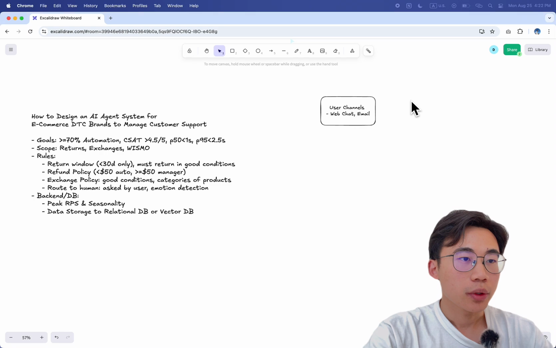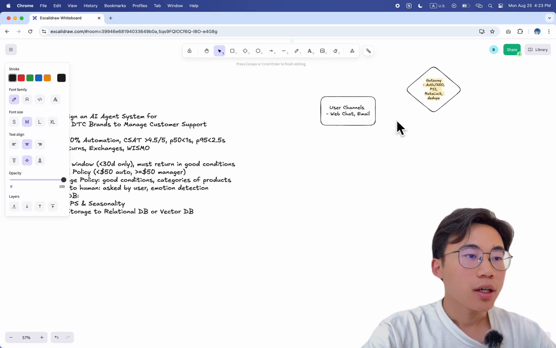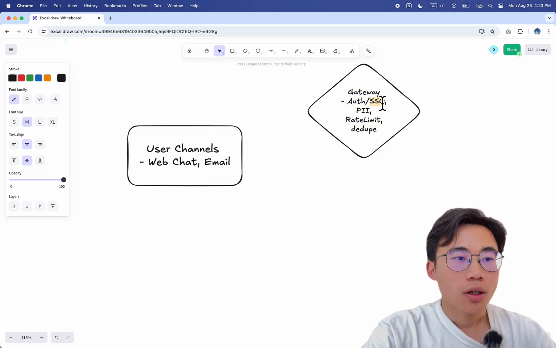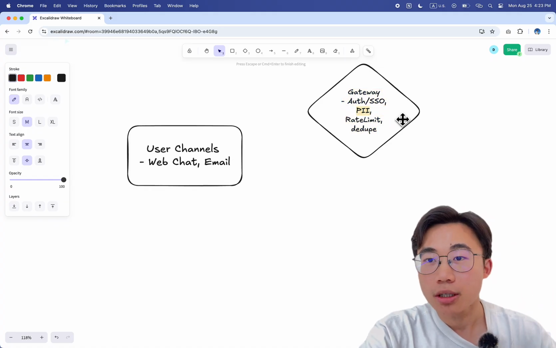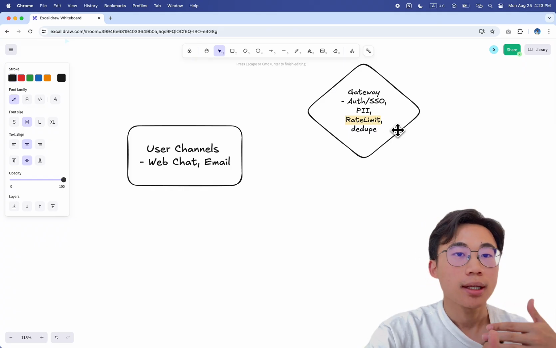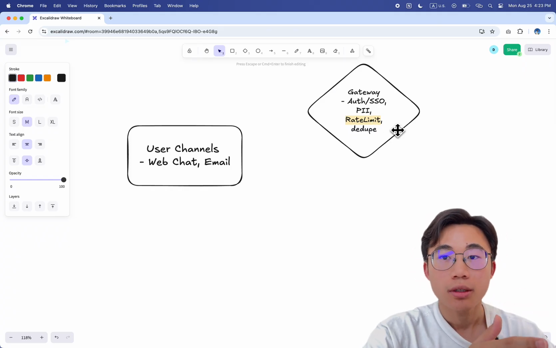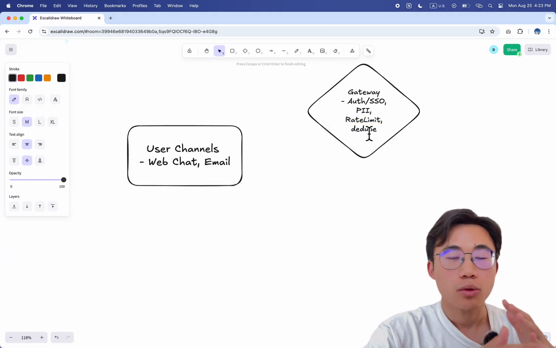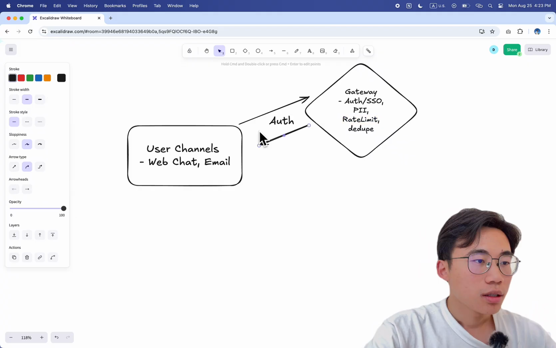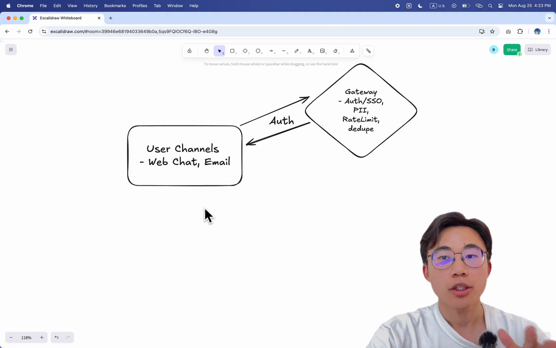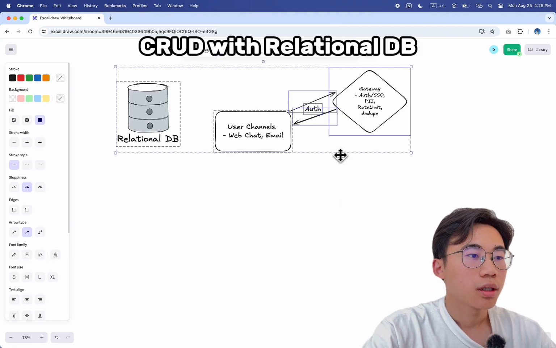Here, we're going to introduce a gateway. A gateway is going to deal with the authentication, single sign-on, or PII, which is for the privacy of the user. You also think through the rate limit, like how many times people can make requests for this product, and checking for duplication. All these things we need to double check with the gateway. So let's add an arrow to confirm this relationship. Before we continue to process any information, we need to finish the authentication first.